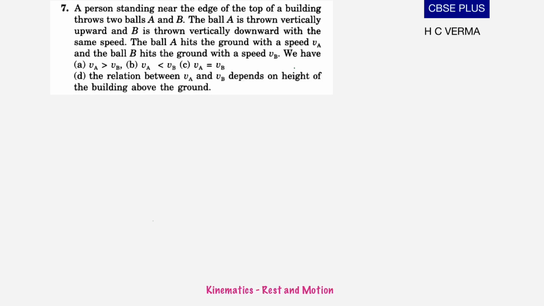A person standing near the edge of the top of a building throws two balls, A and B. The ball A is thrown vertically upward and B is thrown vertically downward with the same speed. The ball A hits the ground with a velocity v sub A and the ball B hits the ground with a speed v sub B. Now we have these options given and we need to find which one is the correct option.